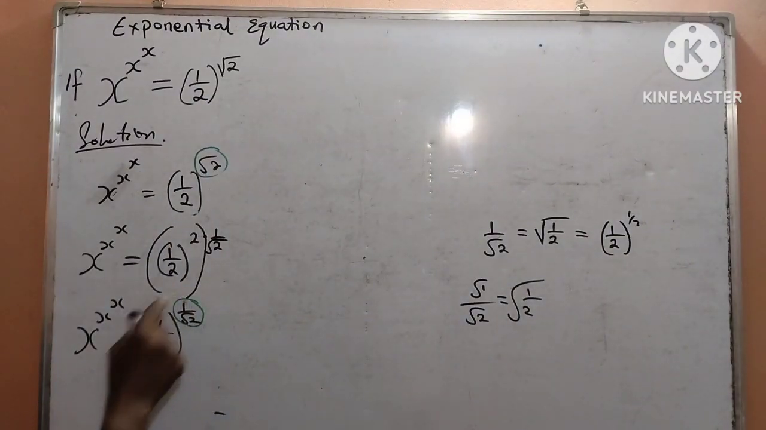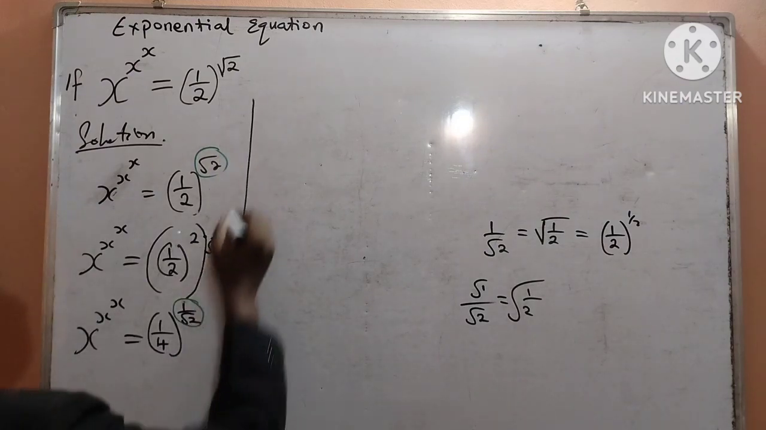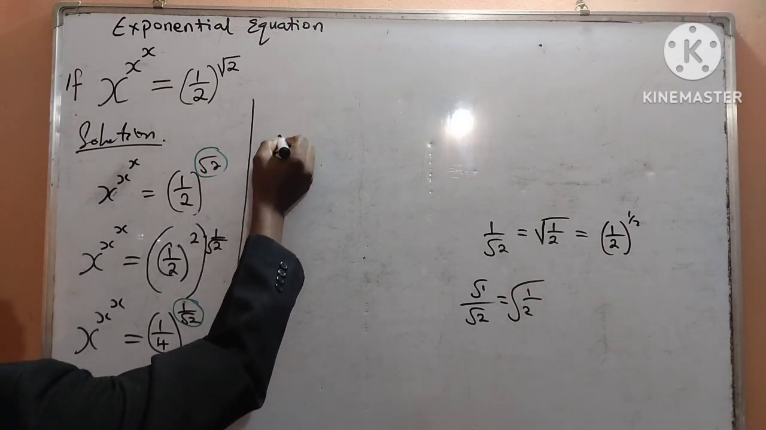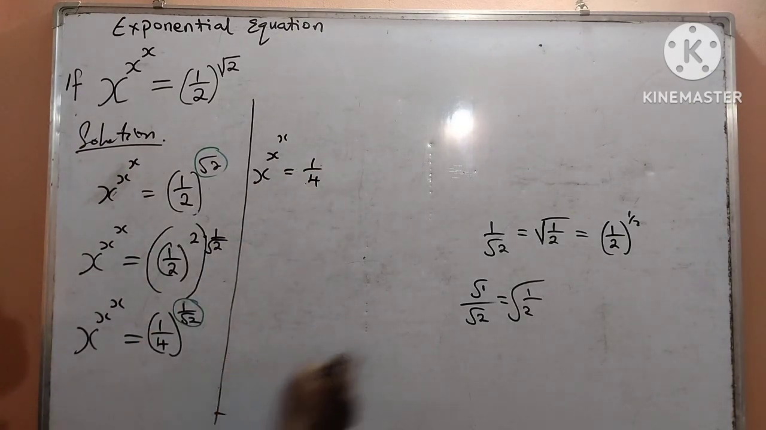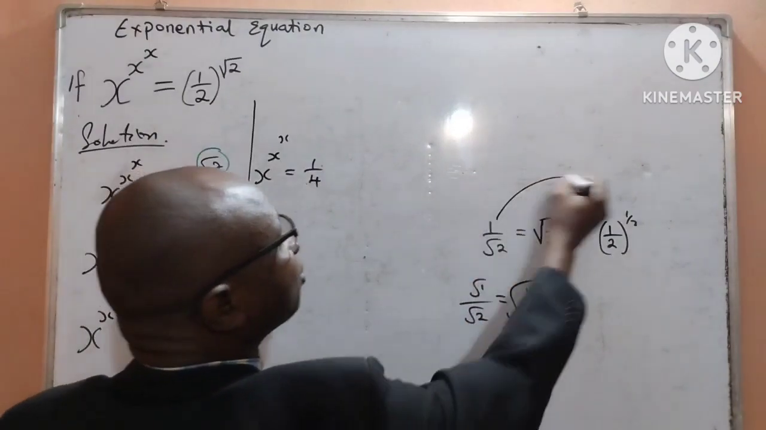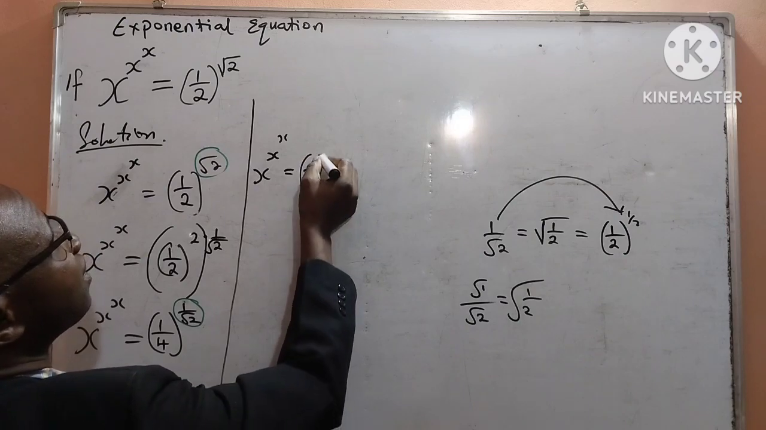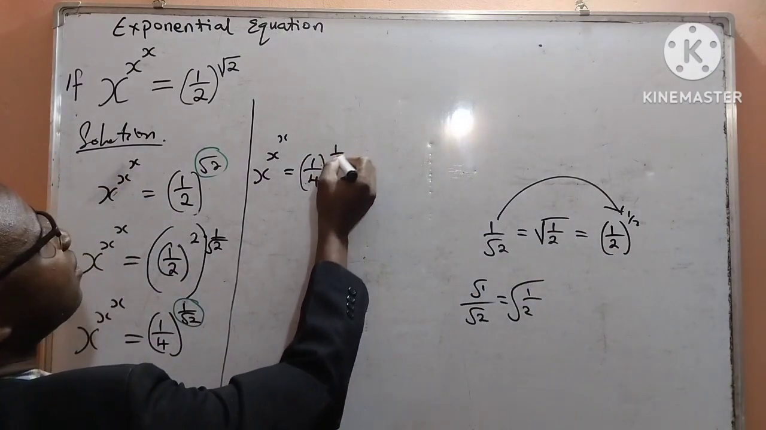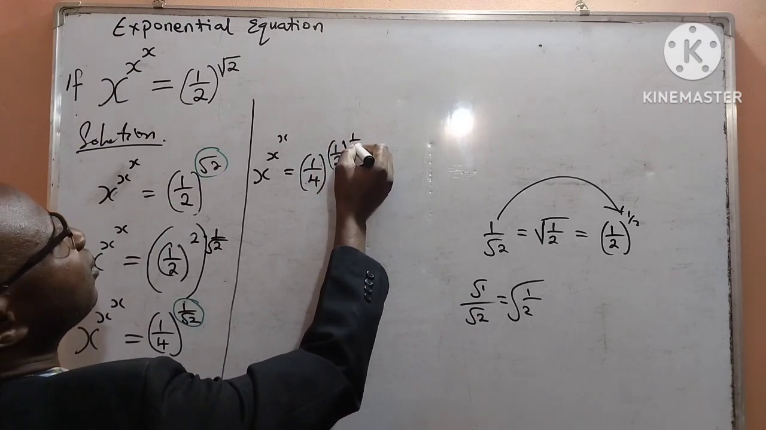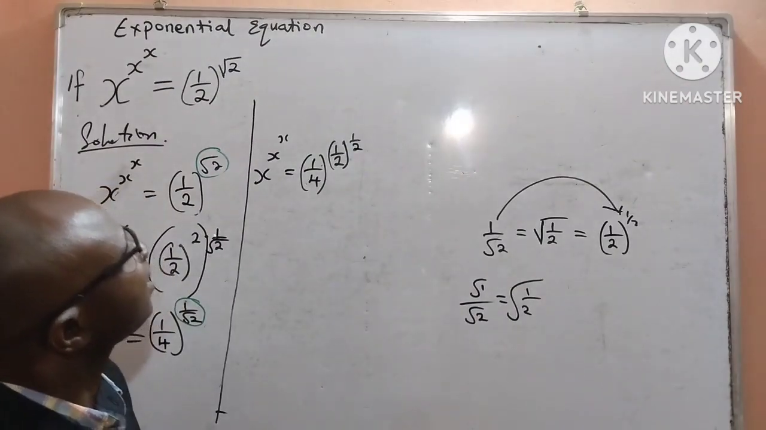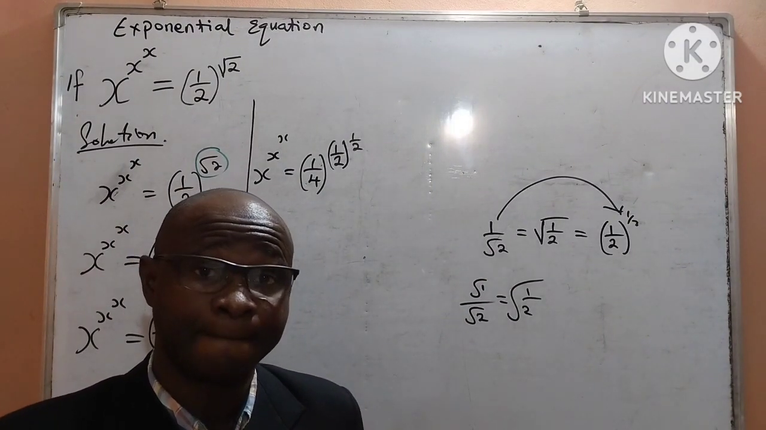Therefore, I will replace this point with what I have, and that is now going to be x raised to power x raised to power x equal to 1 all over 4. Now, this particular value will be replaced with this to give me 1 over 2 raised to power 1 over 2 also to the power of 1 over 2. Very good. Now this is where we are. I hope we are getting it right.